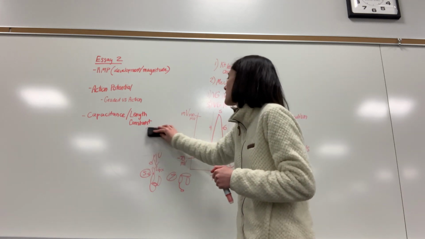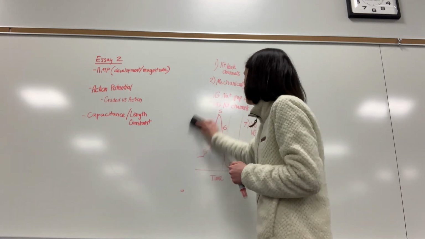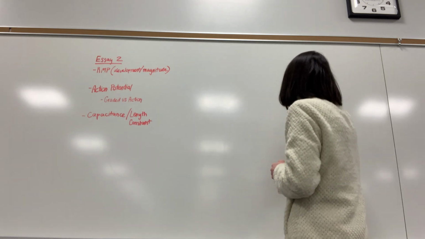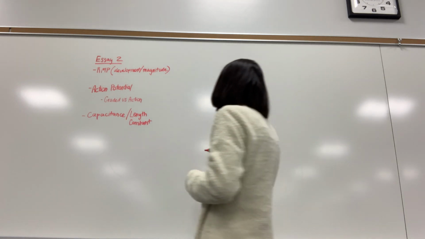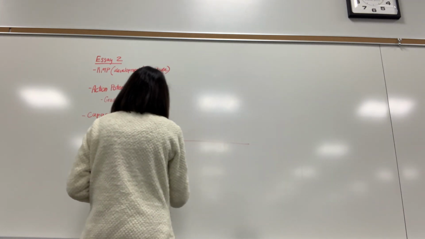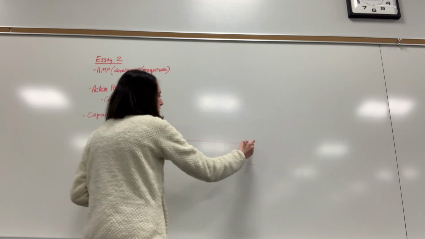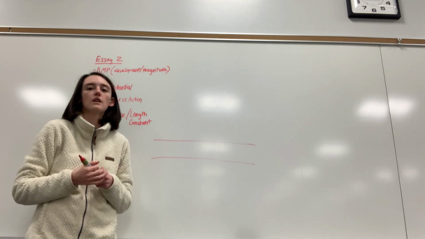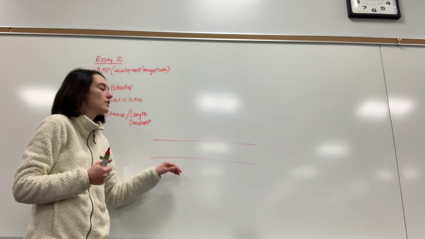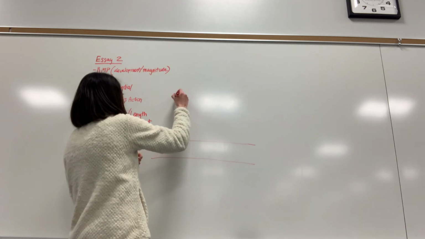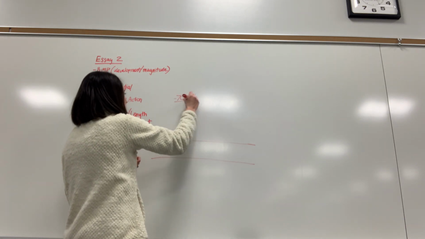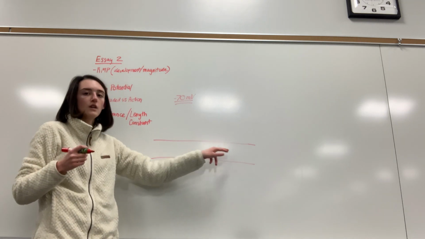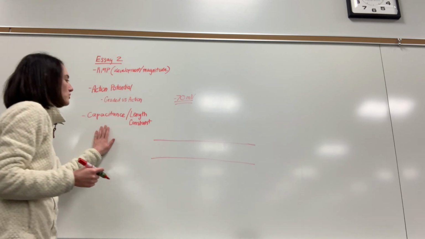Last but not least, I'm going to go over capacitance and length constant. So let's say this is our axon. So now we know that a cell is at resting membrane potential. It has a certain voltage, or a certain number that represents its resting membrane potential. We also know that it sends signals down the axon. How does it do that though? Well, first we want to describe capacitance.